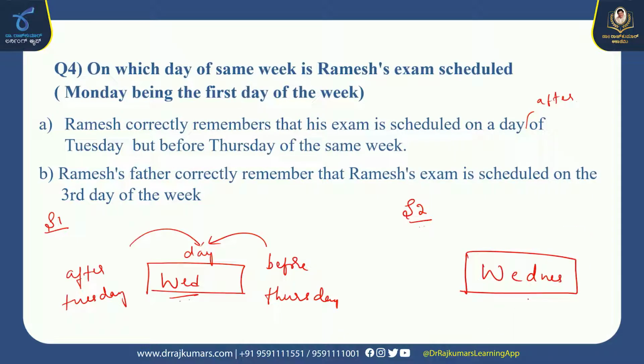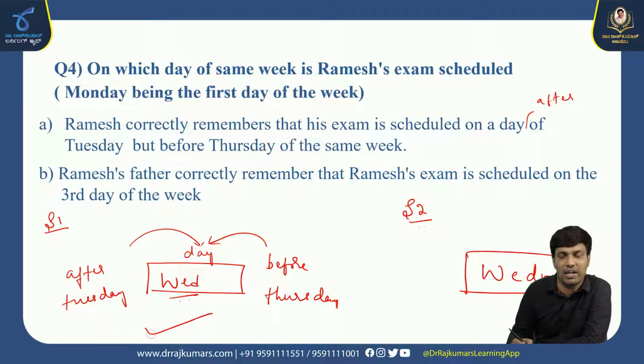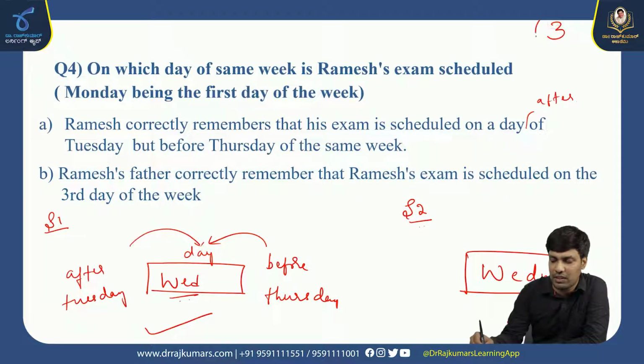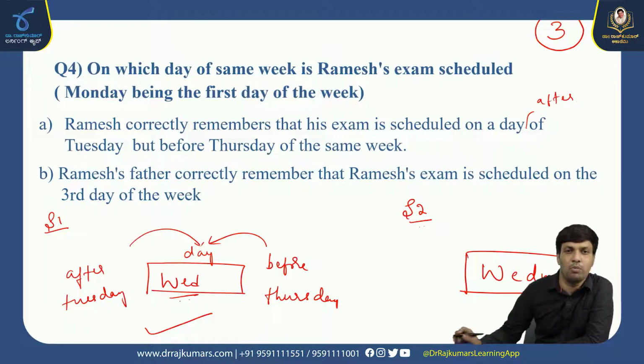In statement 1 we are getting Wednesday independently, and in statement 2 also we are getting Wednesday independently. In these cases, usually when we get answers independently in all the statements, we are going to choose the option as option 3, that is rule number 3. Moving on to our next question.